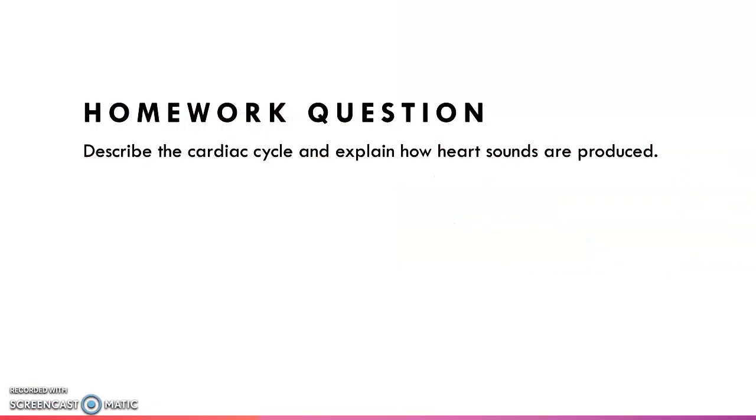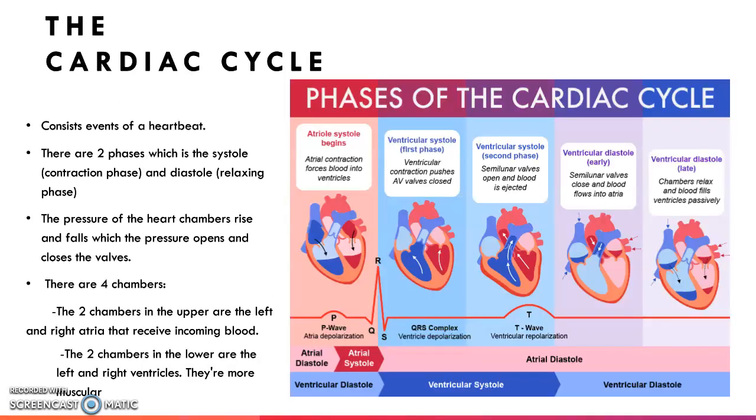The homework question was describe the cardiac cycle and explain how heart sounds are produced. The cardiac cycle contains events of a heartbeat. There are 2 phases, which are the systole and the diastole. The systole is a contraction phase and the diastole is a relaxing phase. The pressure of the heart chambers rises and falls, and the pressure opens and closes the valves.